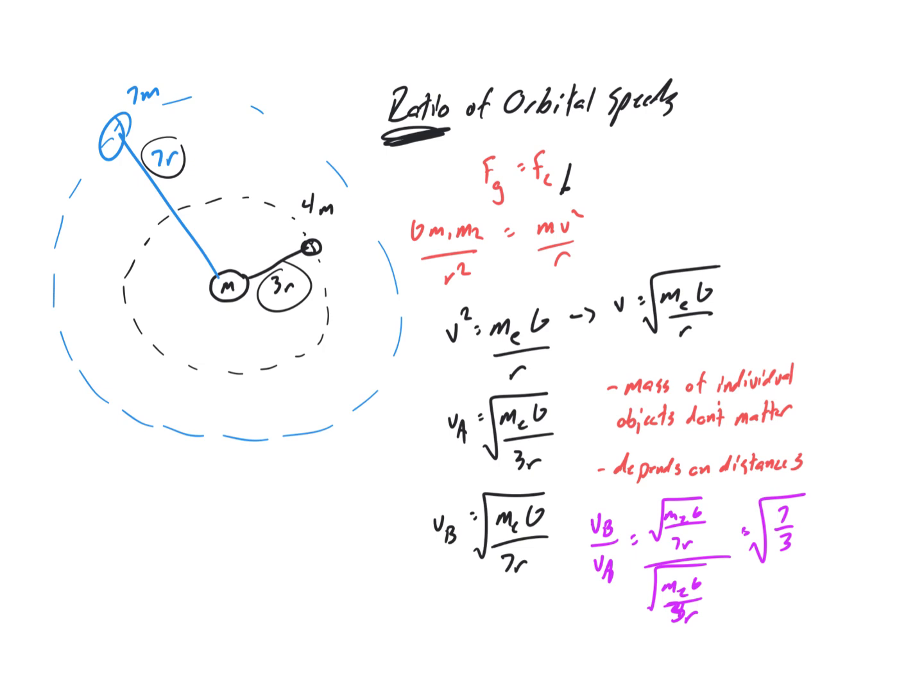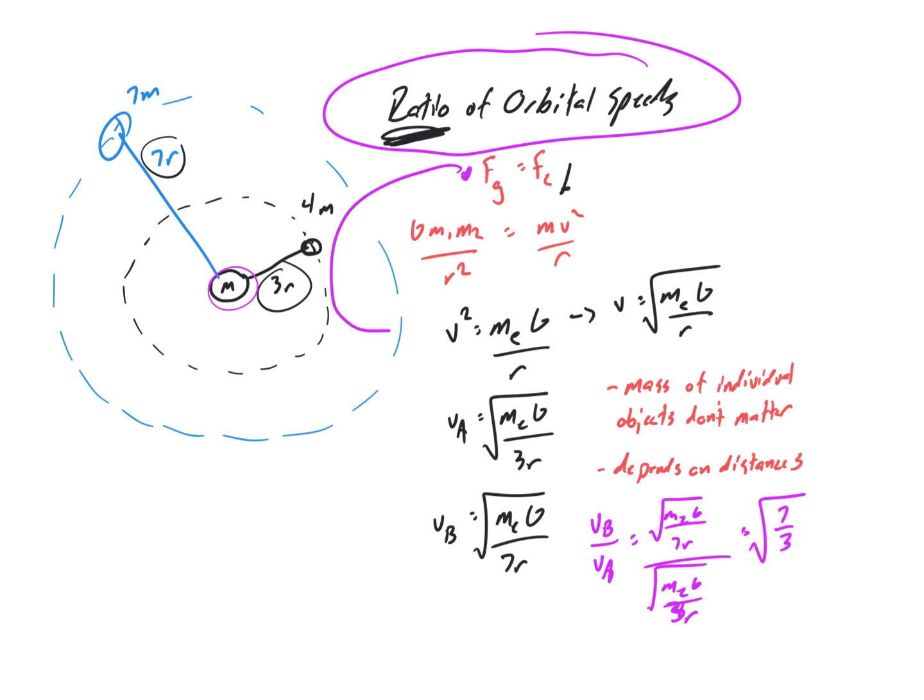So when you see questions like this, ratio of orbital speeds, you can go through and start plugging in a couple of dummy numbers and all that stuff, but understanding how this equation leads us to this guy right here and using just a couple of ratios will really help us in simplifying how to do these kinds of questions.